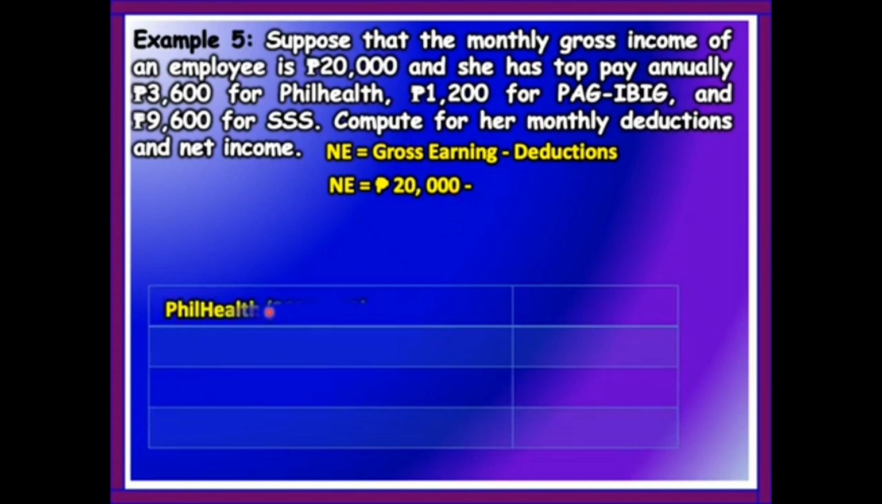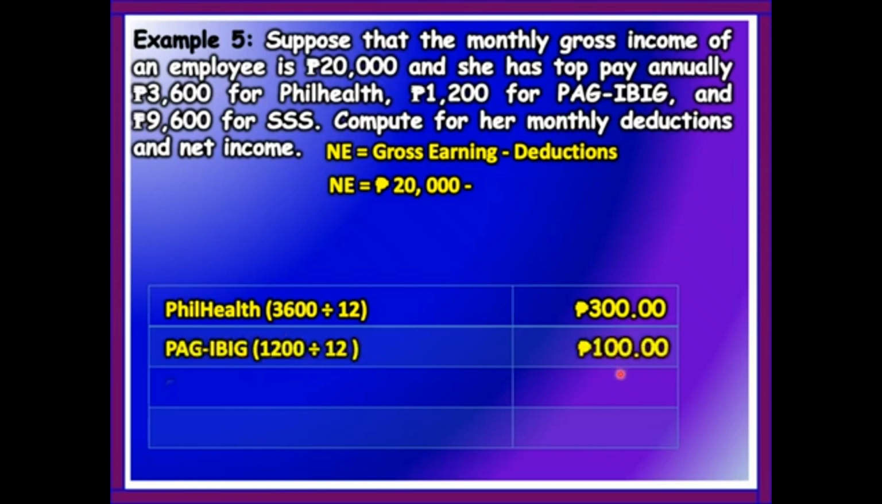So this is the table for the PhilHealth. Since she has to pay 3,600 pesos for PhilHealth annually, we have to divide it by 12 to find the deduction for PhilHealth every month. So 3,600 divided by 12, she has to pay 300 pesos a month for PhilHealth. Next is the Pag-ibig, 1,200 per year, divided by 12, that will be 100 pesos a month. And for SSS, 9,600 every year, dividing it by 12, we will get 800 pesos a month.